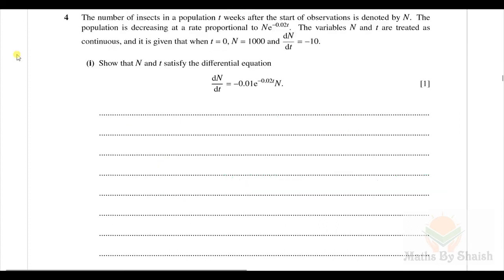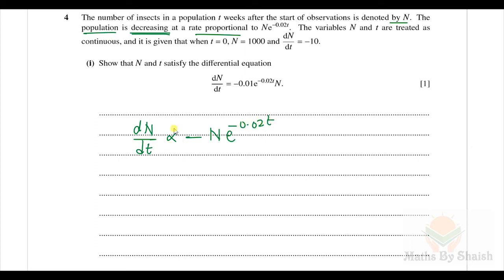Let's do the next question. Question number 4. The number of insects in a population t weeks after the start of the observation is denoted by n. The population is decreasing at a rate proportional to n e raised to the power minus 0.02 t. So we can write dn over dt is proportional to, since it is decreasing, minus n e raised to the power minus 0.02 t.